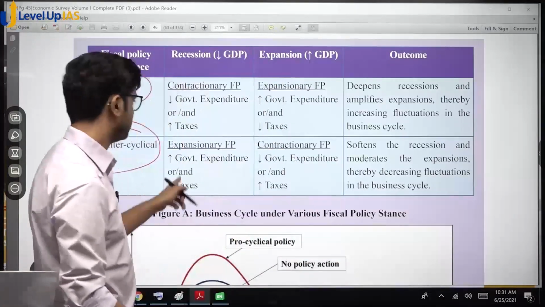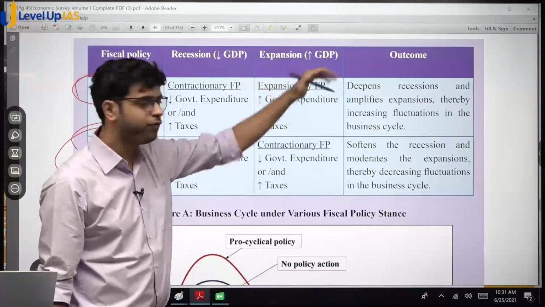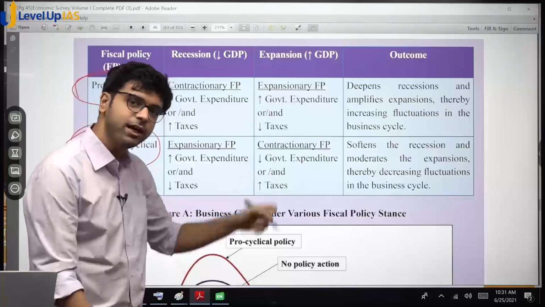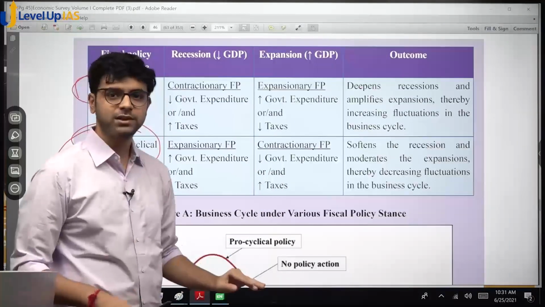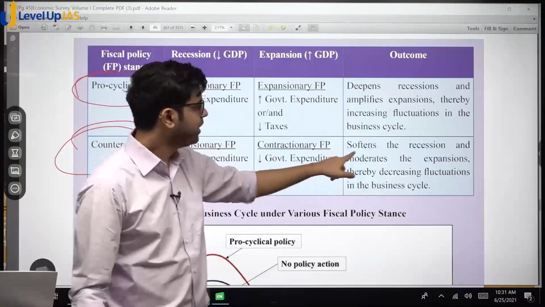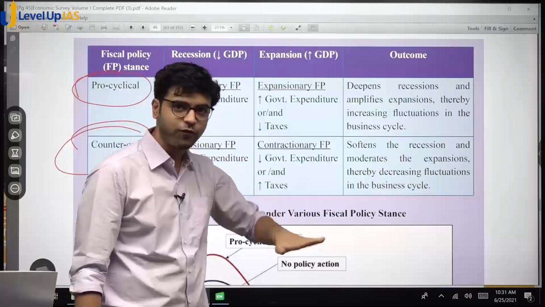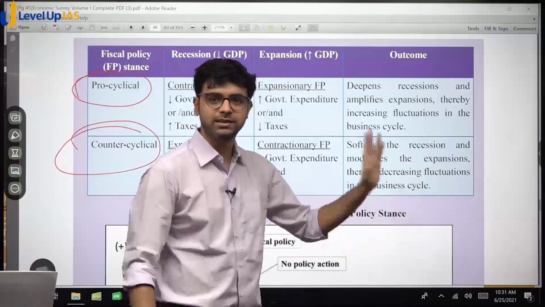Okay? So this. If GDP is increasing, expand ho raha hai, if we are in the growth phase, contract karo, reduce it. Either increase taxes and reduce their purchasing power or reduce government expenditure. Stop constructing bridges voluntarily. Okay? Outcome: softens the recession and moderates the expansions. So recession soft hota hai and expansion is moderated, thereby decreasing the fluctuations in the business cycle.